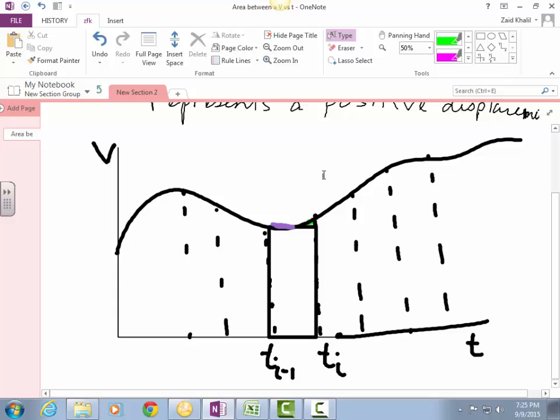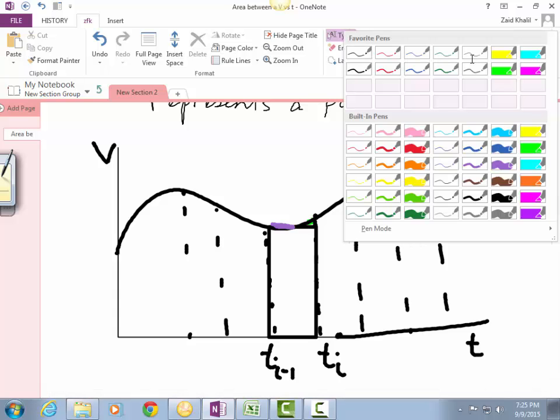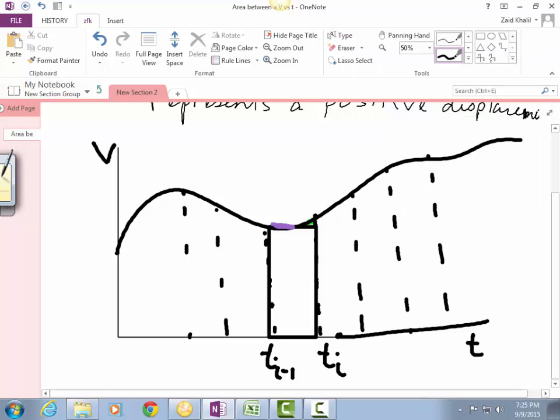Now let's find what the area of a rectangle is. It's pretty straightforward. You started learning this in like 6th grade. How do you find the area of a rectangle? It's the height times the width. The width is equal to the change in t, so that width is t sub i minus t sub i minus 1. What's the height? Well, that's not so obvious. The height of this thing is going to equal this function evaluated at some point in between t sub i minus 1 and t sub i.